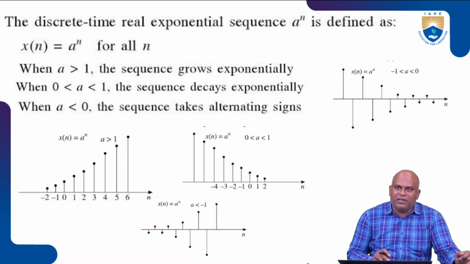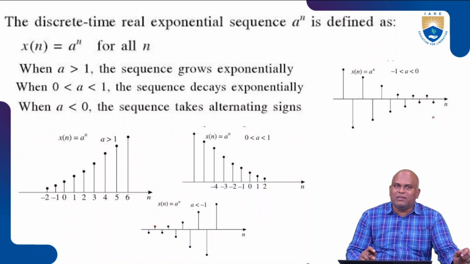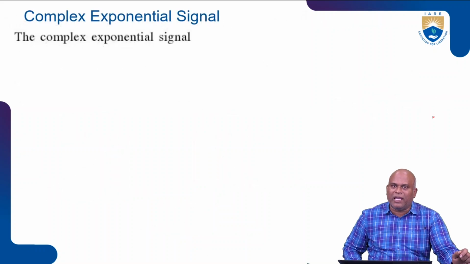Then for x of n equal to a power n with minus 1 less than a less than 0, we get the signal positive on one side and on the negative side it has the maximum amplitude, and after that it decays alternately. This is the way we represent the exponential signal.